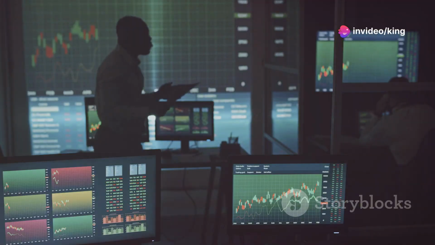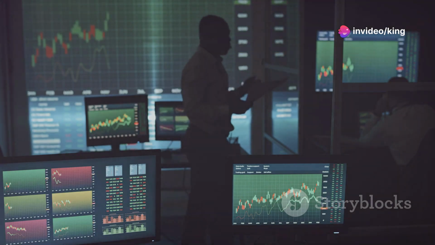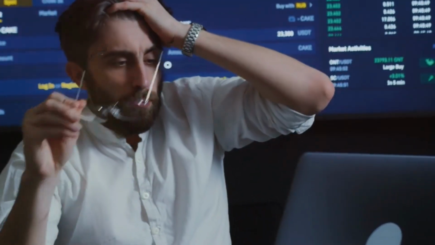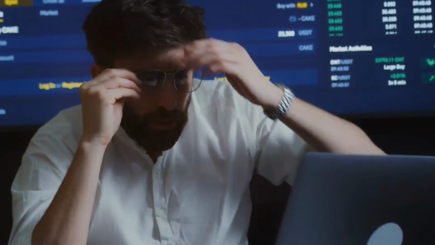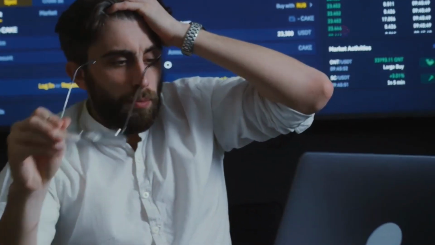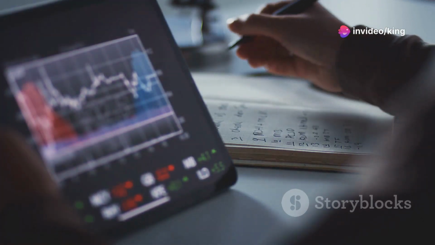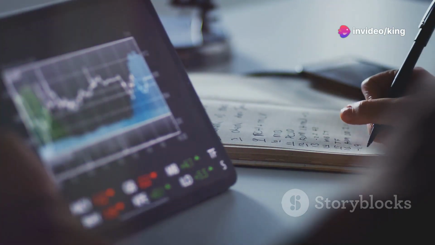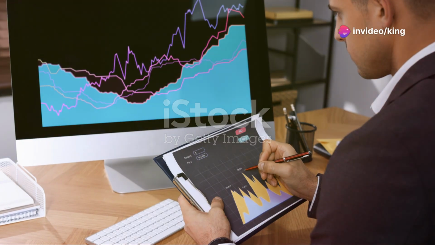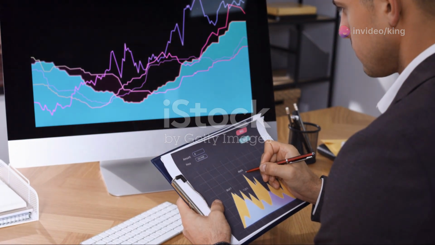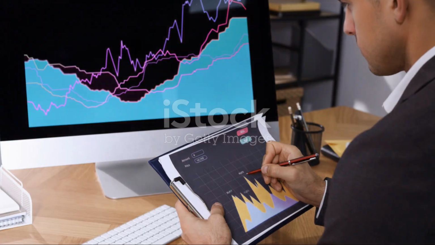Emotional control is paramount in scalping. The rapid-fire nature of trades can lead to impulsive decisions. Stick to your predefined rules even when facing a losing streak. Avoid the temptation to chase losses or overtrade. Keep a trading journal to track your emotional state along with your trades. This can help identify patterns in your decision-making and areas for improvement.